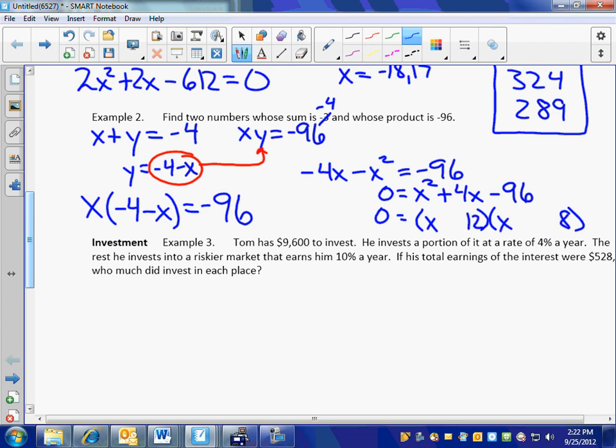12 and 8. So I have a plus 12, I have a minus 8. So my solutions to this quadratic are x equals negative 12 and positive 8. Have I answered the question? Do those add to negative 4? Do they multiply to negative 96? Yes, so the answer is these two numbers, negative 12 and positive 8.